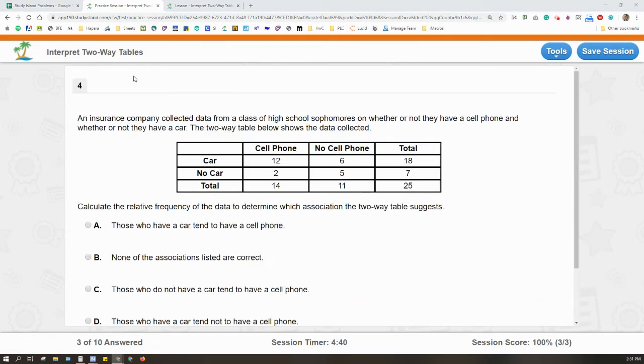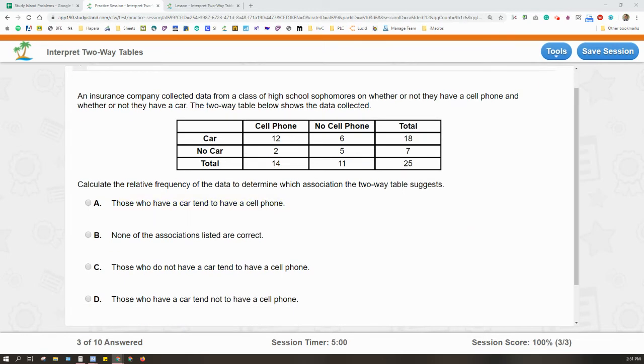Number 4. An insurance company collected data from a class of high school sophomores on whether or not they have a cell phone and whether or not they have a car. The two-way table below shows the data collected. There's our table. Calculate the relative frequency of the data and determine which association the two-way table suggests. So one more time, we're going to make a relative frequency table.